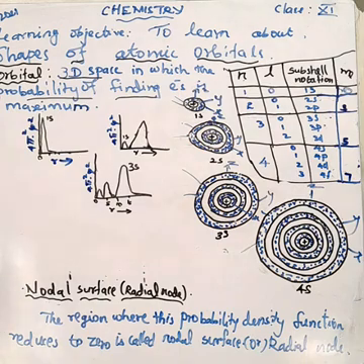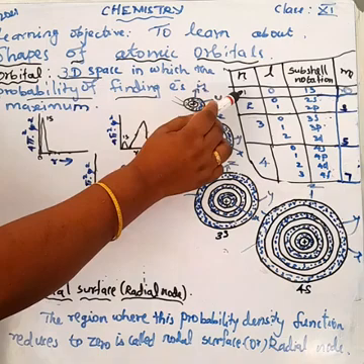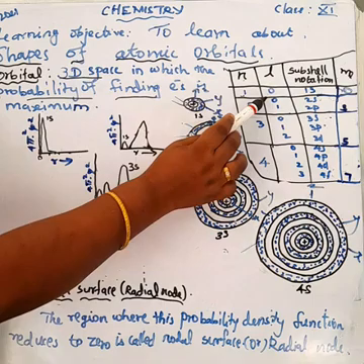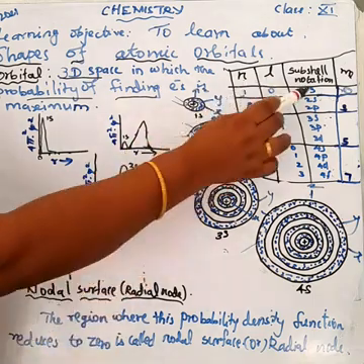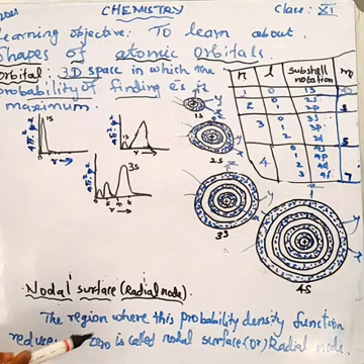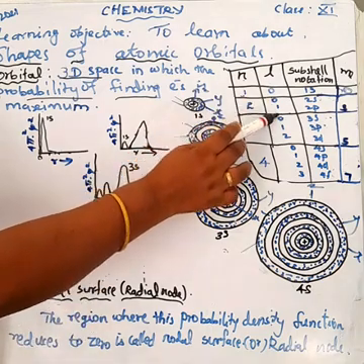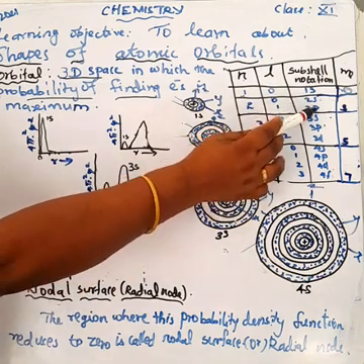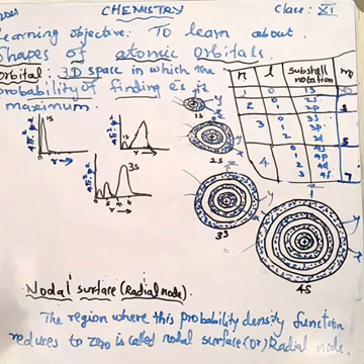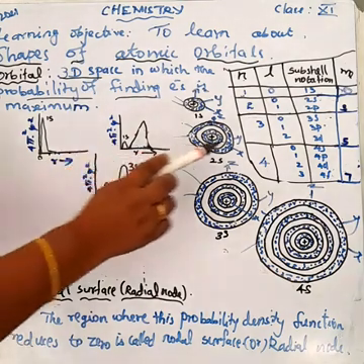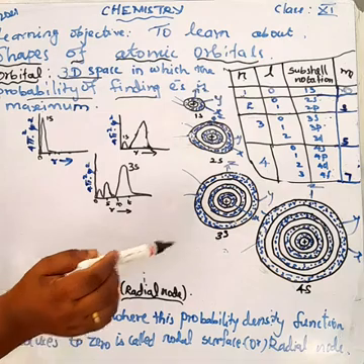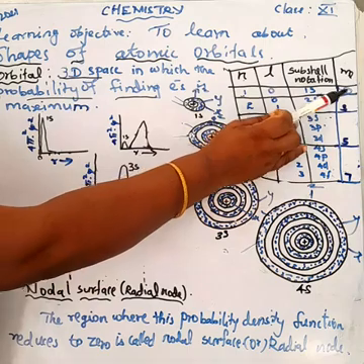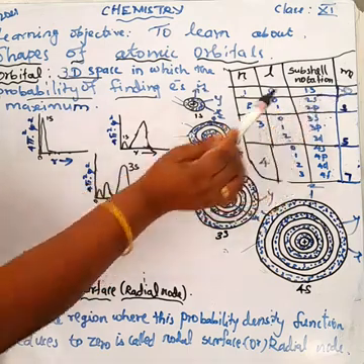Whatever the principal quantum number value, 1, 2, 3, 4: when n is equal to 1, l is equal to 0, which represents the s orbital. When n is equal to 2, l is equal to 0 and 1; 0 represents the s orbital and 1 represents the p orbital. When n is equal to 3, there are 3 shapes. What are they? l is 0, 1 and 2, representing the s, p and d orbitals.